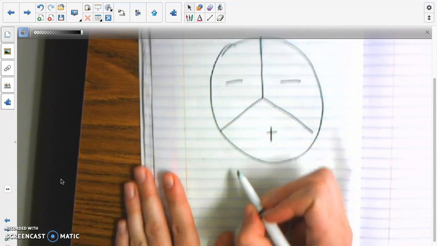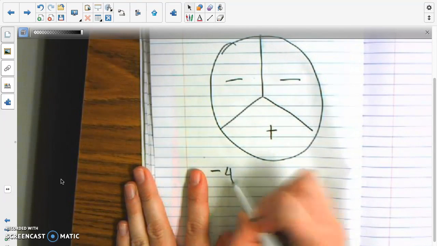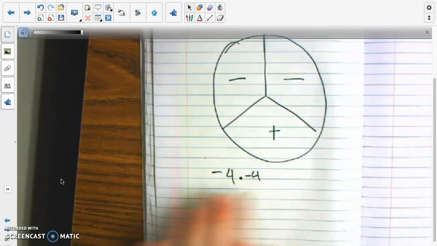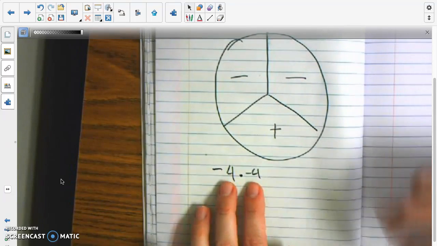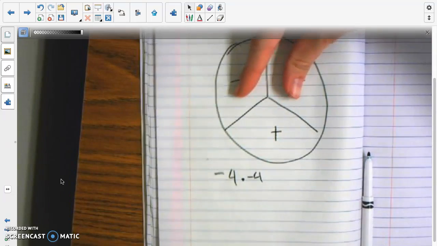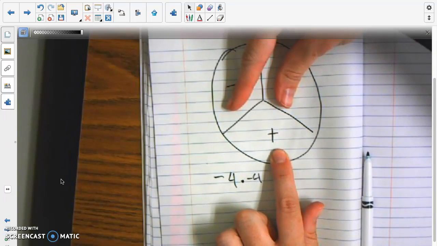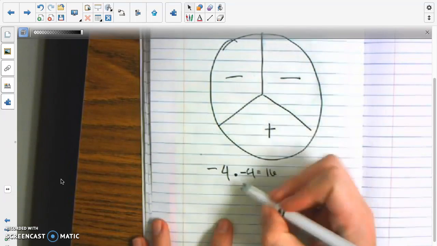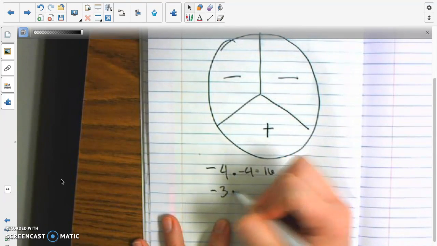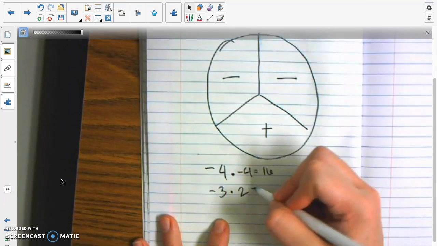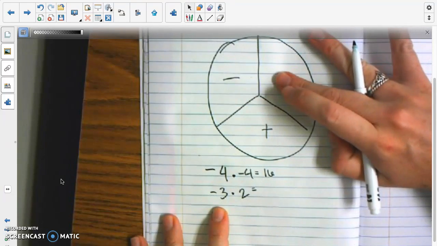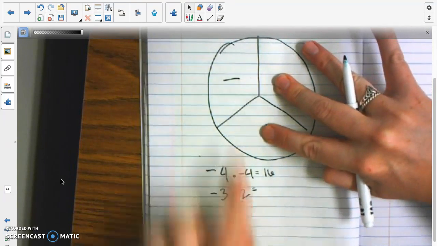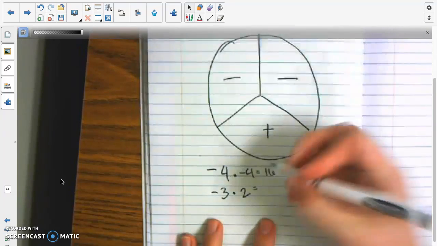So basically what we're going to try is negative 4 times negative 4. Do you see how we have two negatives? I put my finger over the two negatives, and what am I left with as my answer? A positive. So I know my answer is going to be positive 16. If I have negative 3 times positive 2, I have a negative, so I'm going to cover that with my hand. I have a positive, so I know what's left over is negative.